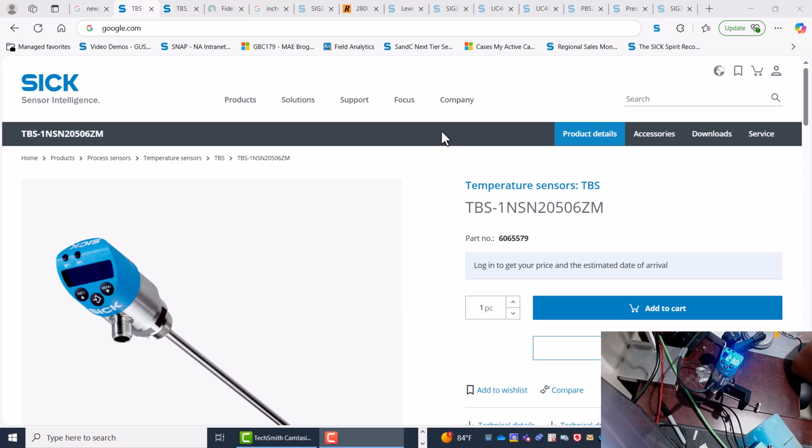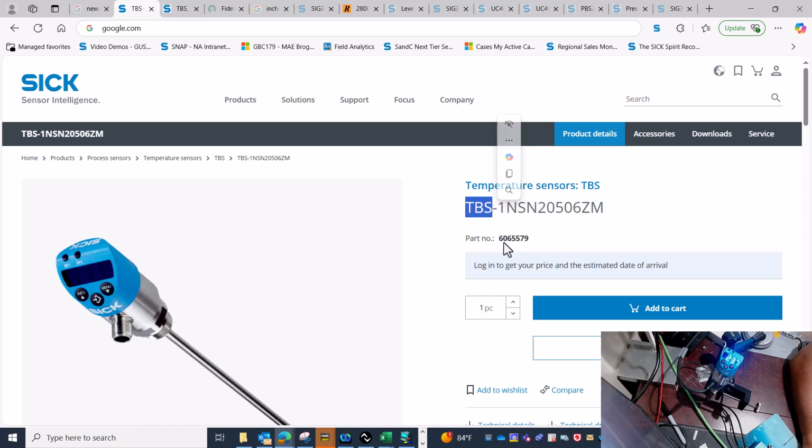Okay, so I'm doing a video around the TBS, one of our temperature sensors from SICK, and how it marries with the PLC via IO-Link. A lot of IO-Link sensors spit out just the raw data, say a distance sensor or something like that. Every now and then we run into some that you have to scale, similar to analog.